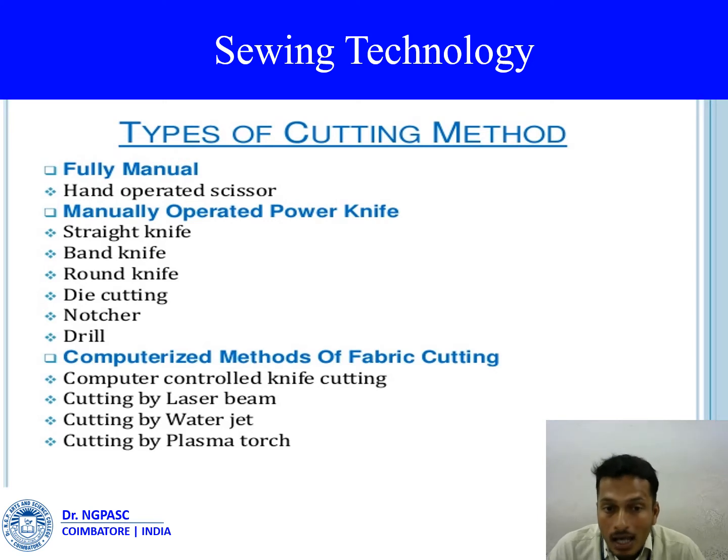First one is computerized control knife cutting, second is cutting by laser beam. Third is cutting by water jet, and cutting by plasma torch. So these are the computerized control machines. They are fully automatic machines.